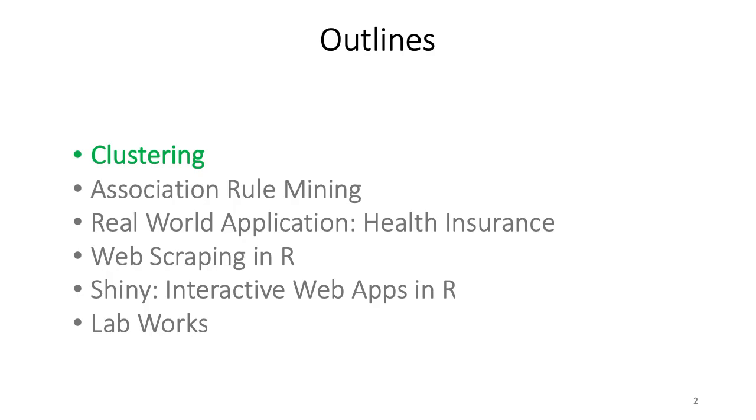So we're going to talk about it. We're going to spend maybe half an hour. And we'll talk about a real-world application on health insurance data by applying association rule mining. And finally, we're going to start doing web scraping in R. And the last topic is going to be a new package called Shiny for creating interactive web apps in R, okay? So you don't need to use PHP, HTML, or any other language. You can just use Shiny in R. And it's way simpler than any other web app programming language. All right, and finally we have a bunch of lab works, and then just goodbye until 3 weeks.